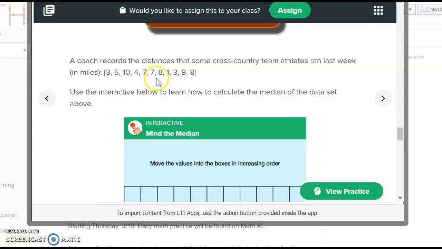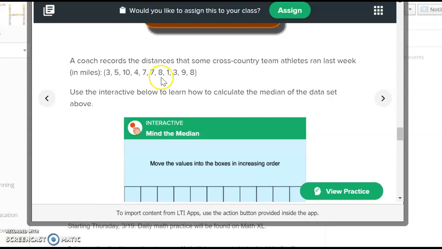It would be 7.5. Or you could look at it as finding the average or the mean of these two numbers. 7 plus 8 is 15. And there's 2 in our data set here because we're only looking at 7 and 8. 15 divided by 2 is 7.5.